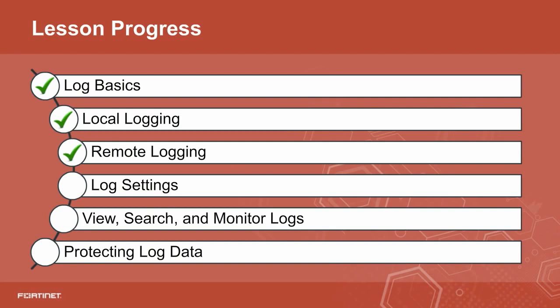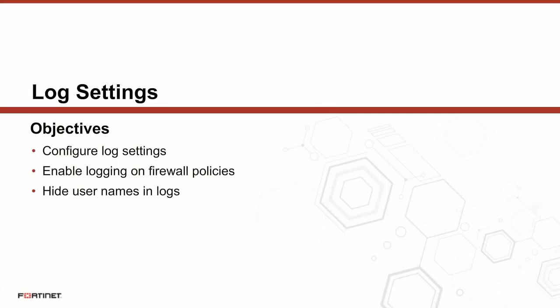Good job! You now understand remote logging. Now you will examine log settings. After completing this section, you should be able to configure log settings, enable logging on firewall policies, and hide usernames in logs. By demonstrating competence in log settings, you will be able to successfully enable logging on your FortiGate and ensure logs are generated on traffic caused by traffic passing through your firewall policies.